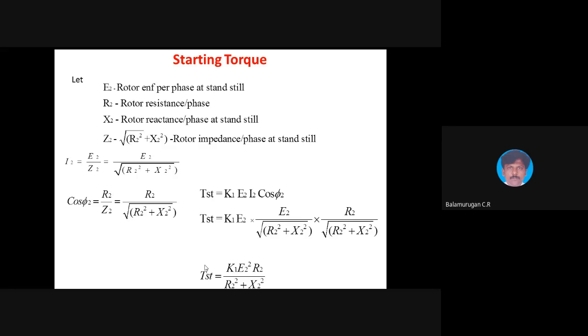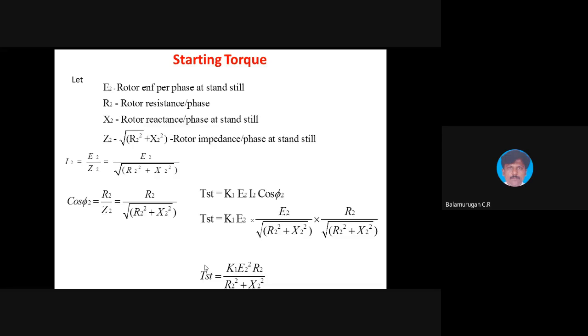So during the starting, what will be the value of N? Before discussing this, if we consider the slip value, what is the slip? You know, slip equals (Ns minus N) divided by Ns into 100. When this N value is equal to 0, what is the slip value? Slip value will be almost maximum.